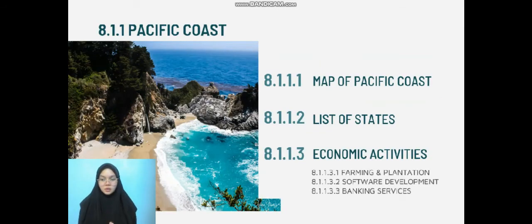First is Pacific Coast. We will be looking at the map of Pacific Coast, the list of the states and the economic activities. But first, let me tell you a little bit about Pacific Coast. From the Seattle area around Puget Sound in the north to San Diego near the Mexican border in the south, the U.S. Pacific Coast has become a second national core, close in economic importance to that of the region between Boston and Washington, D.C. The settlement increased after the arrival of transcontinental railroads in the 1870s and 1880s.